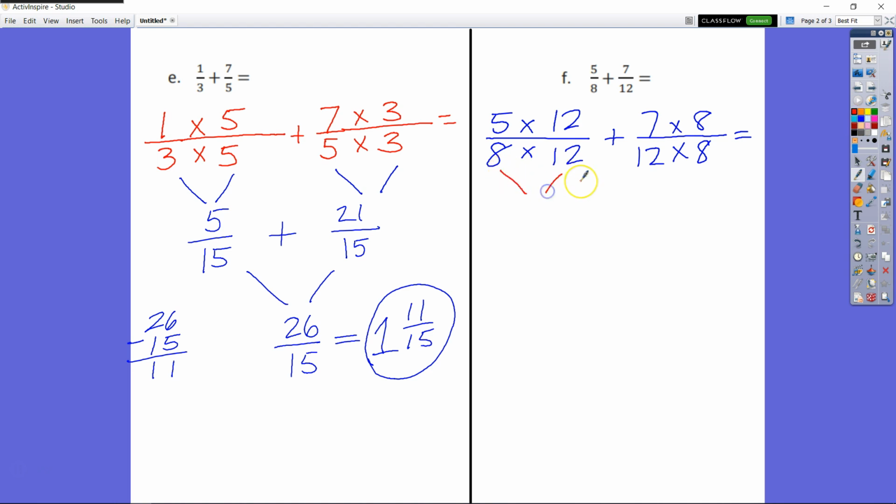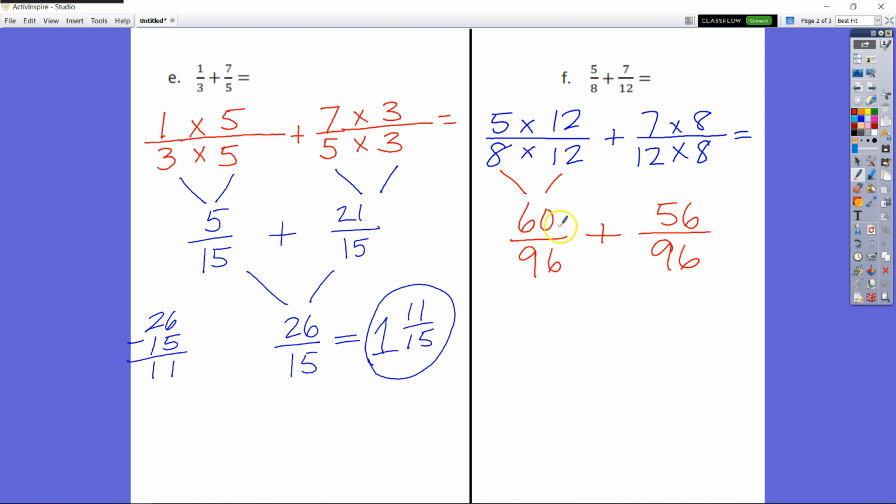So now we have 5 times 12, 60. And then we have 8 times 12. We know 8 times 12 is 96, and 96 is our new unit. When we add, we're going to come up with 96 as our unit here, because remember, all we did was switch our 8 and our 12 around. So now we have 7 times 8, which is 56. Let's go ahead and add that up.